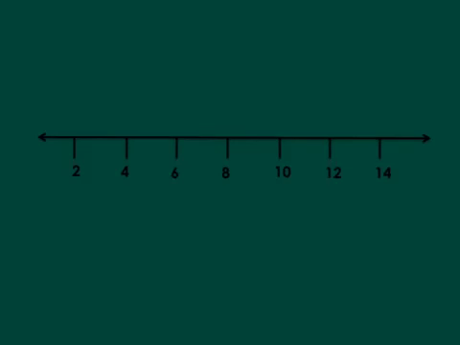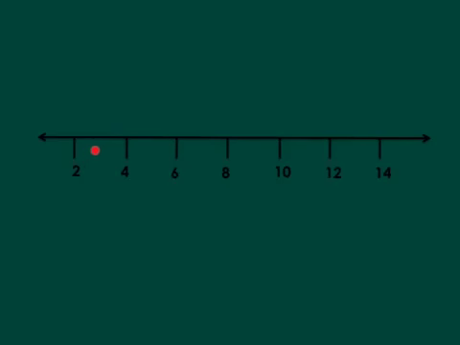Okay, so just to revise, this is a number line that we use in maths, but remember there are many other number lines that we use. Okay, so this one we can see says 2, 4, 6, 8, 10, 12, 14. It's skip counting in twos, this one.